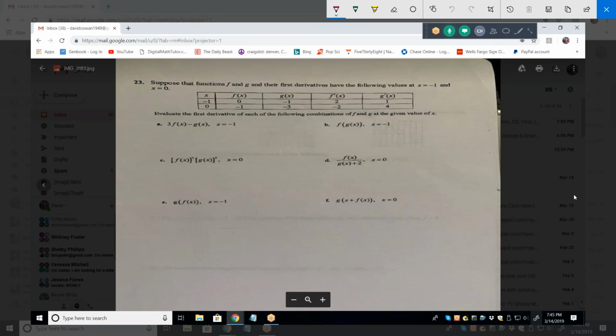So, what are we going to do with A? 3 times what? F of what? Let's write it like that. Let's just write it before we even look at the table. Okay, now let's figure out what f of minus 1 is. 0. And let's figure out what g of minus 1 is.